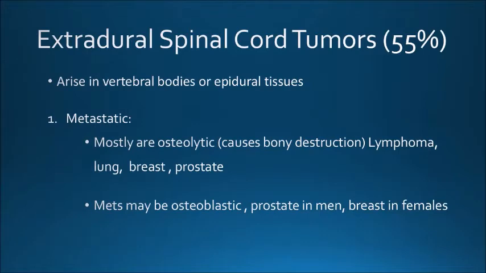So coming to the extradural spinal cord tumors, they are 55% of the spinal cord tumors. They arise in the vertebral bodies or the epidural spaces. The most common ones here are the metastatic spinal cord tumors. And the metastatic spinal cord tumors, which are extradural, are most commonly osteolytic, causing bony destruction, and they arise from the lymphoma, lung, breast, and the prostate. Mets can be osteoblastic, especially in cases of the mets from the prostate and the breast.